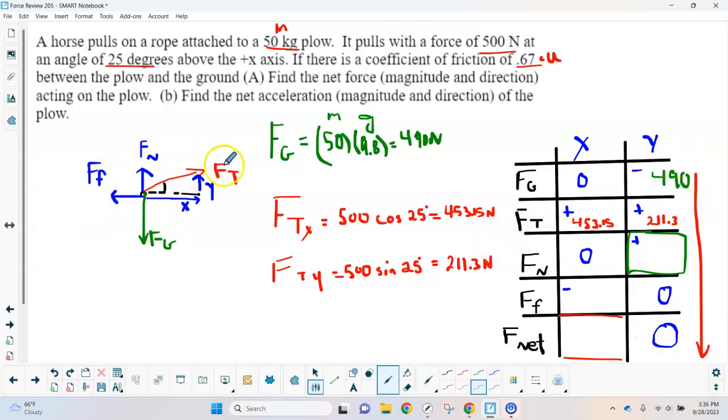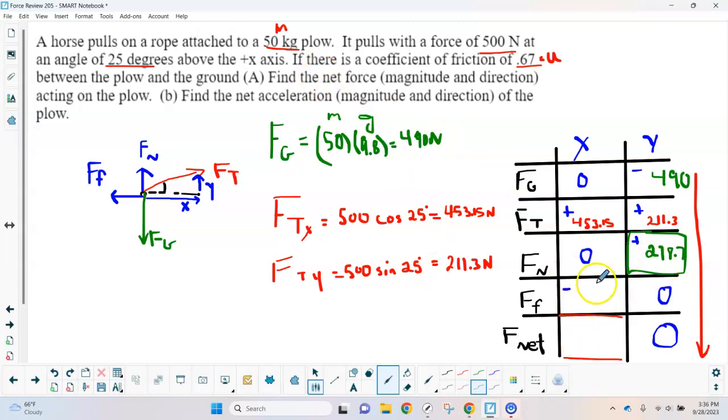So again, the y direction should balance, so whatever this 211.3 plus whatever this number is should cancel out the 490 going down. So this value here is 278.7. So 278.7 newtons is what the normal force is. And this problem didn't actually ask for that, but you have to do it in order to get to finding the net force and finding the acceleration.